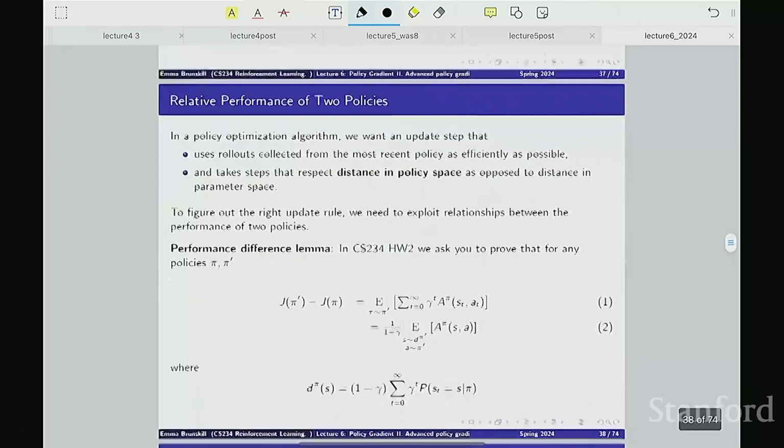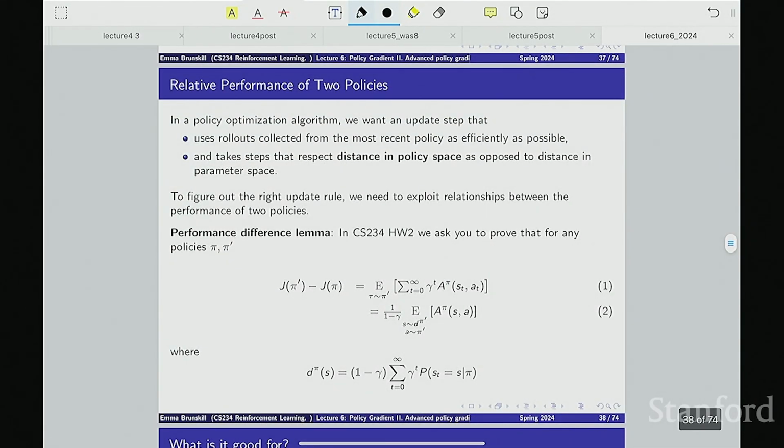All right. So let's think about how we might be able to get here. And you can think of a lot of this lecture as motivating the things that you're going to be doing in homework 2, including the theory. So in general, what we'd like to have is an update step that uses all the data that we just got as efficiently as possible, and that takes steps that respect distance in the policy, the decision space, as opposed to just smoothness in the parameter space.